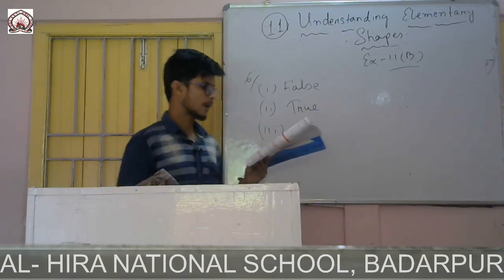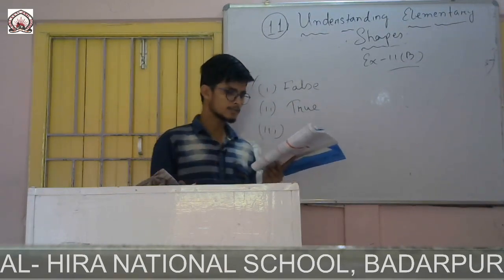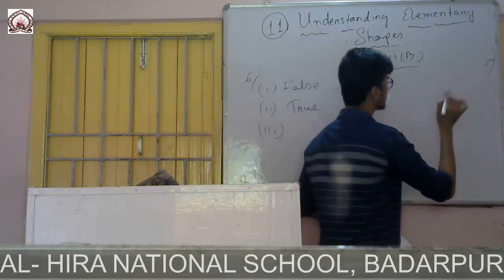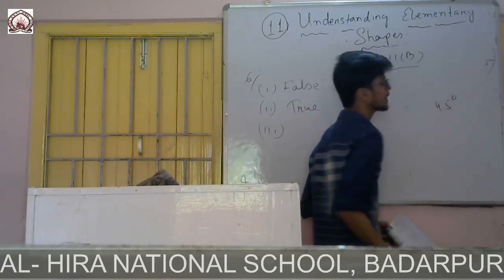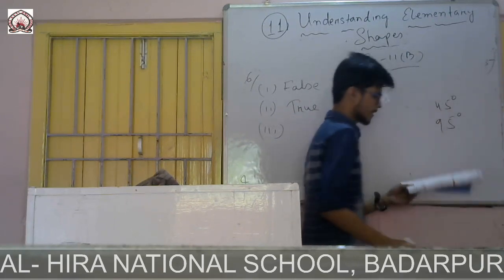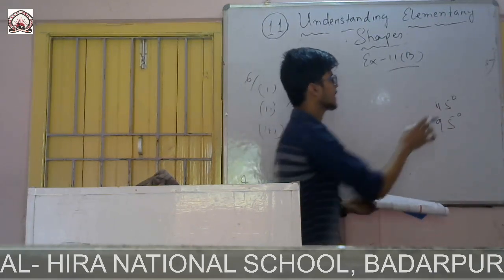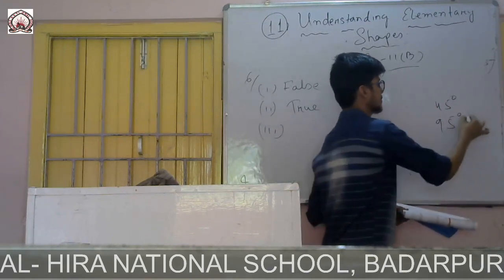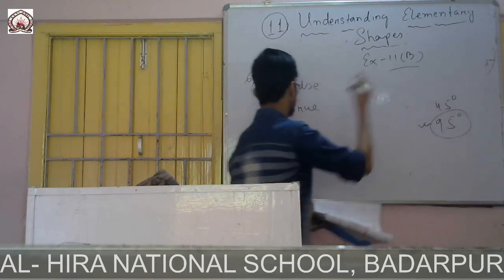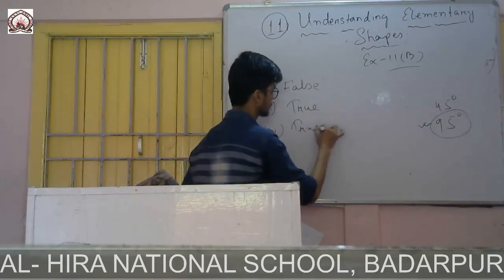Then if one angle is acute, the second is obtuse, then the measure of the second is larger. Yes, if one angle is acute, for example, let me take 45 degree, another angle obtuse, let me take it as 95 degree. The question is given that if one angle is acute, another one is obtuse, then the second one will be greater. Yes, second one is obtuse angle, it will be greater. So answer is true.